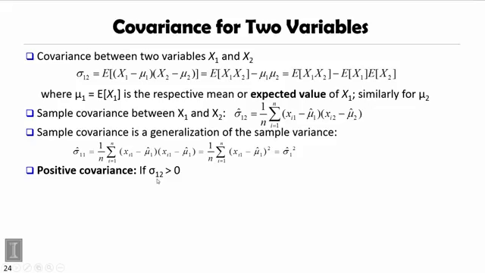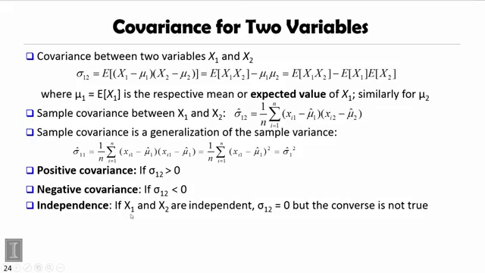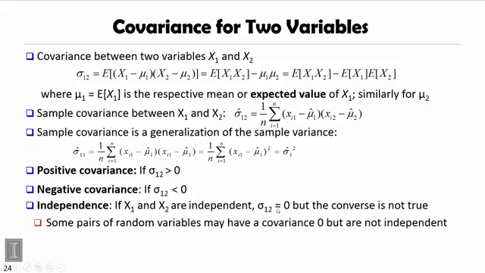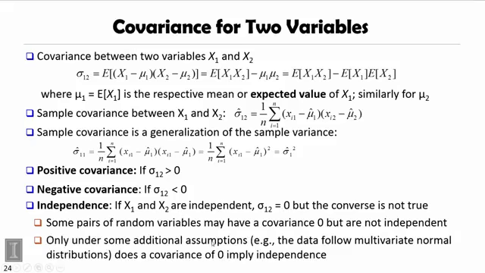When the covariance value is greater than 0, we say it is a positive covariance. If its value is less than 0, it is negative covariance. If these two variables are independent, then their covariance is 0. However, the converse is not true. That means a covariance of 0 does not mean x1 and x2 are always independent, only under certain additional assumptions.